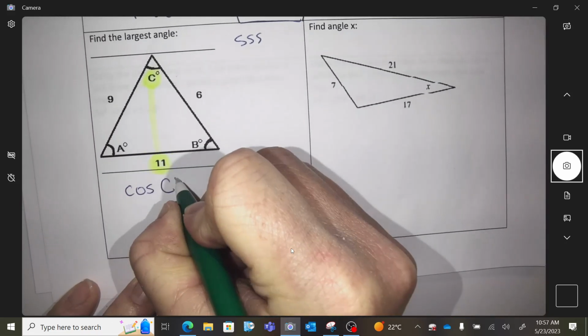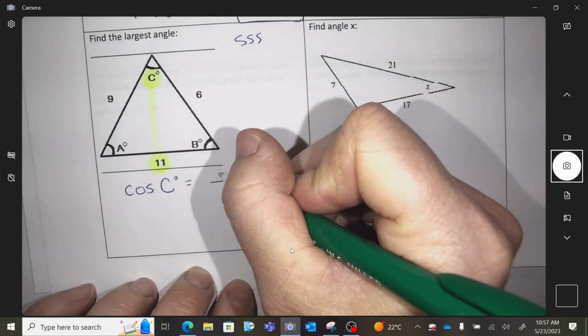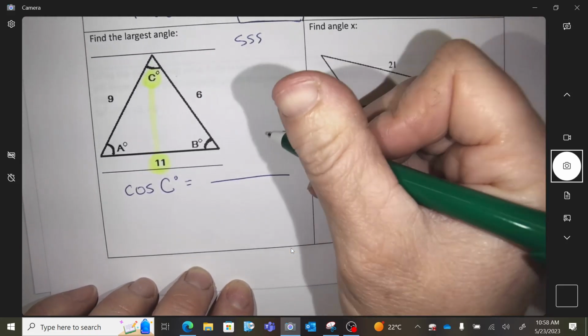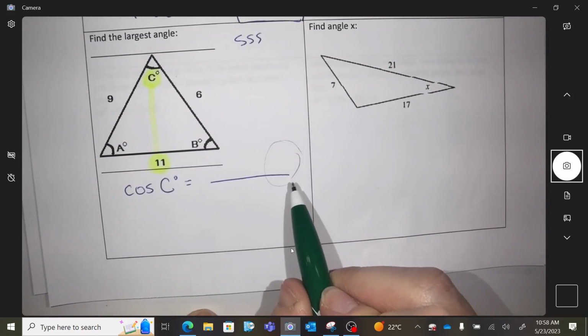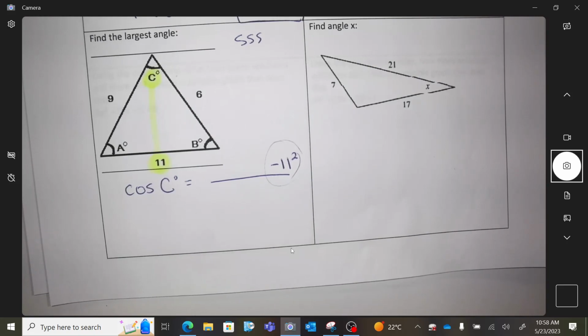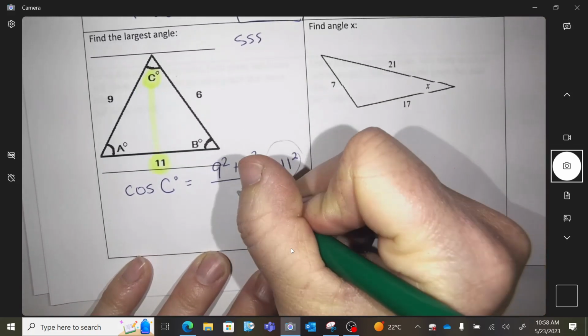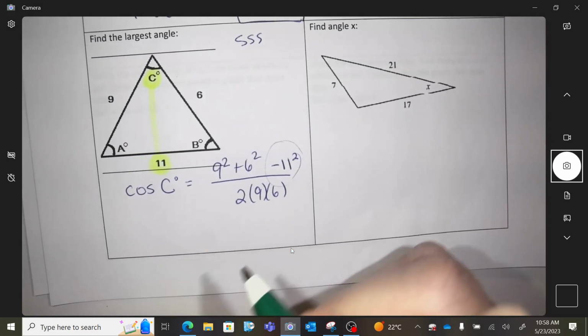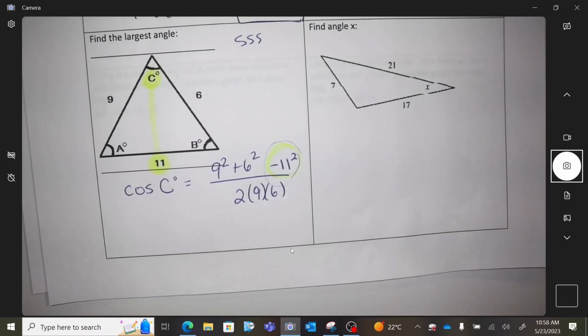Okay, so cos of angle C equals some kind of fraction. There's something squared plus something squared minus something squared. I always fill in this. What do you always put here in the minus? You always do the minus of the one opposite. And then 9 and 6 are just anywhere else. 9 squared plus 6 squared, and then 2 times 9 times 6 on the bottom. Okay? I always fill that in first, then I replace everything else.